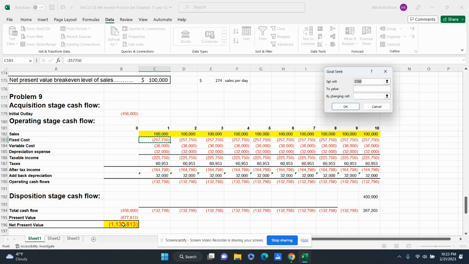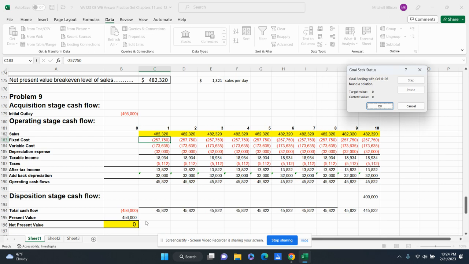You're going to set this value here to 0 by changing this value right here. In other words, that one to 0 by changing your sales number. What do we need in sales for this thing to break even in that present value? Hit OK. And it comes back 482,320. You subtract your cost, you have 18,934.